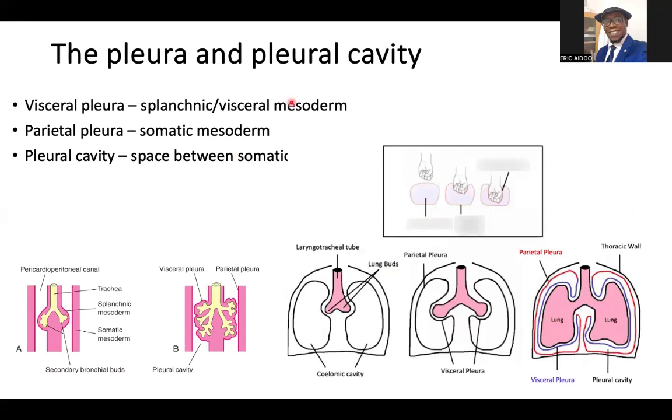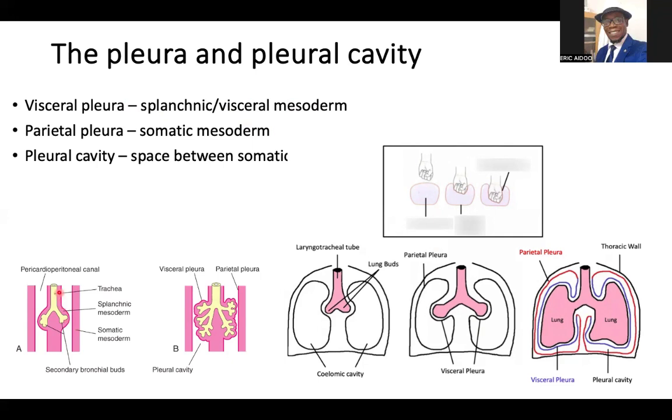The pleura and pleural cavity, as I mentioned earlier on, the visceral pleura is coming from the splanchnic or the visceral portion of the lateral mesoderm. So the lateral plate mesoderm divides into 2. You have the visceral splanchnic portion, which goes around the yolk sac, and then you have the somatic portion, which goes towards the body wall.